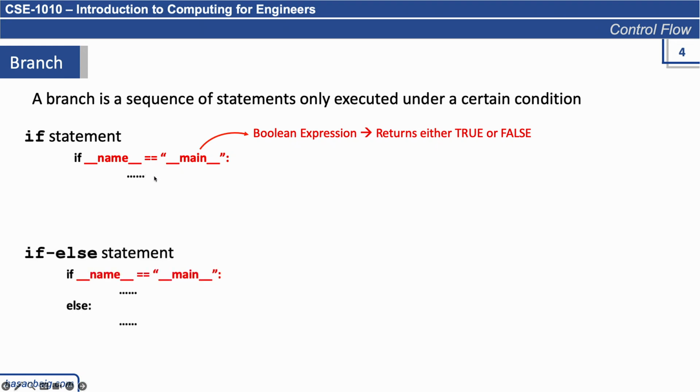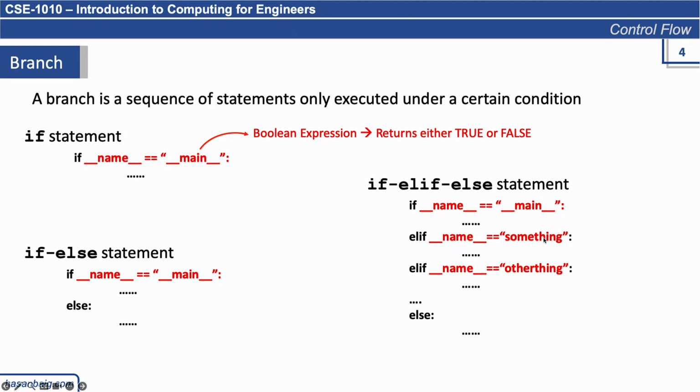Similarly, we have the if-else statement. If this condition is not satisfied, what do we want our Python code to execute? It would execute anything that is written under the else block. We can also have multiple test statements, like if double underscore name double underscore is equal to this string, execute this piece of code, and so on and so forth.